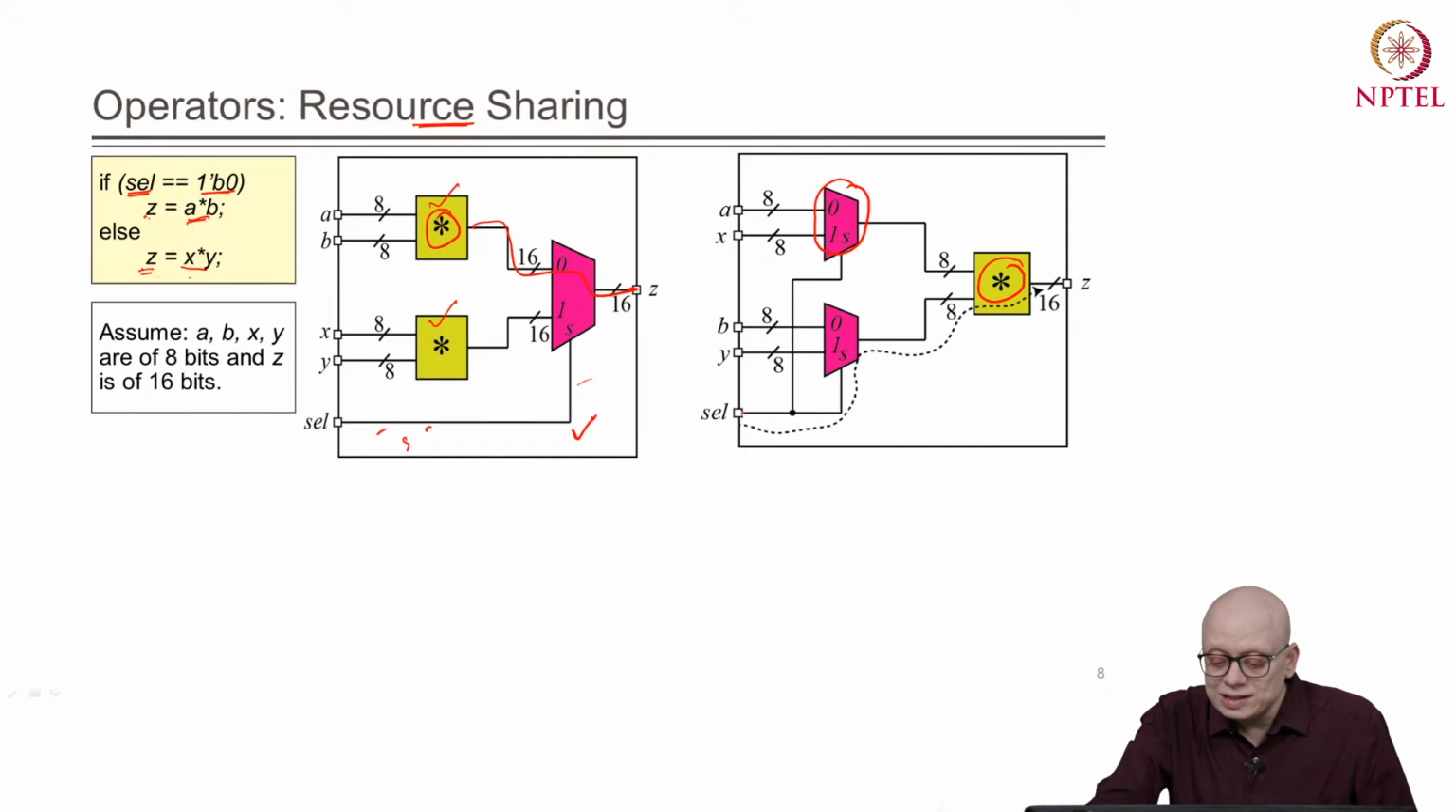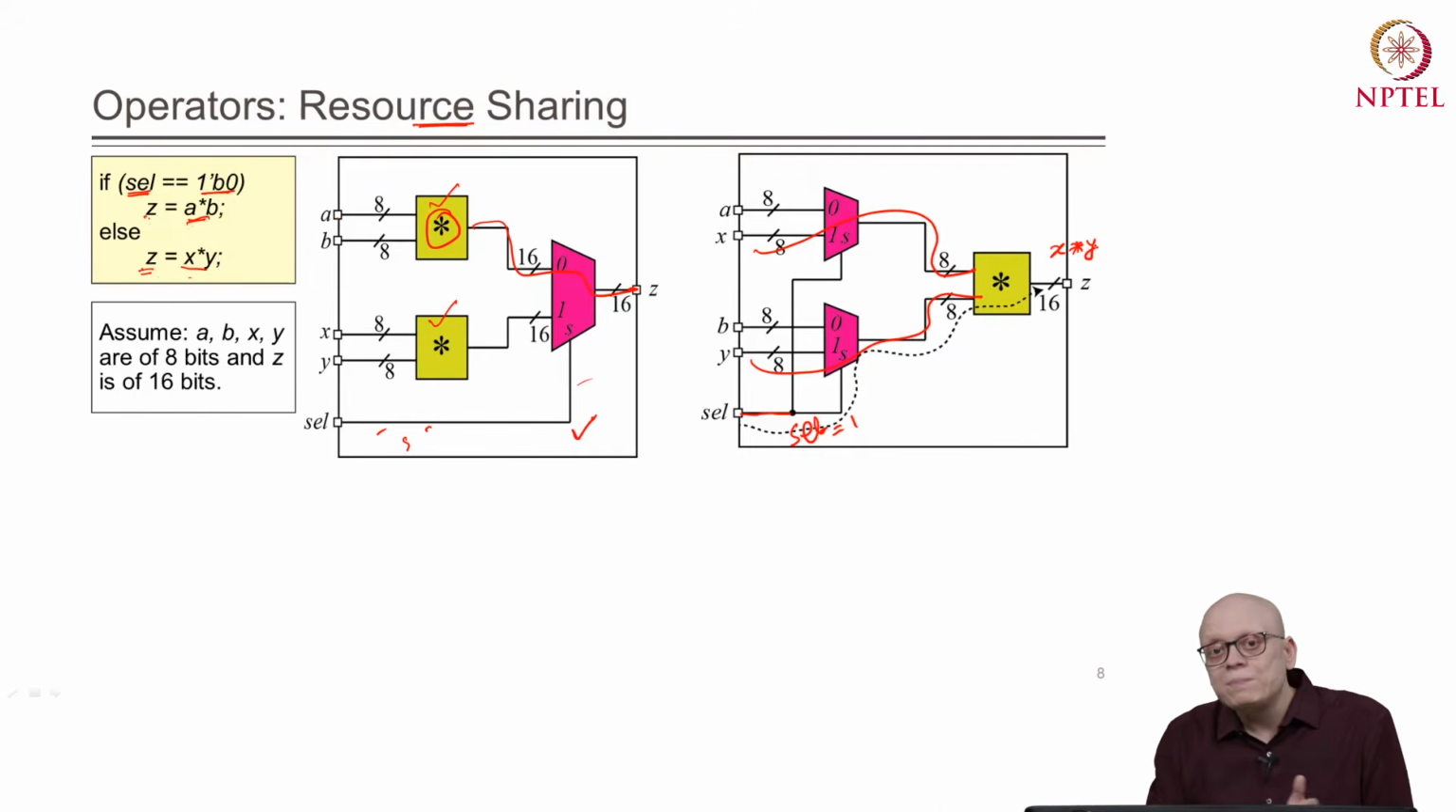So, whenever select is equal to 0, then the A line is selected and the B line is selected, and the output Z becomes A star B. If select is equal to 1, then the X line is selected and the Y line is selected, and Z gets the value of X star Y, right.